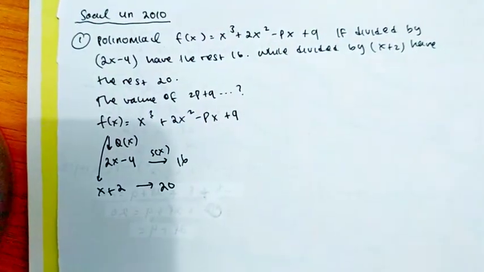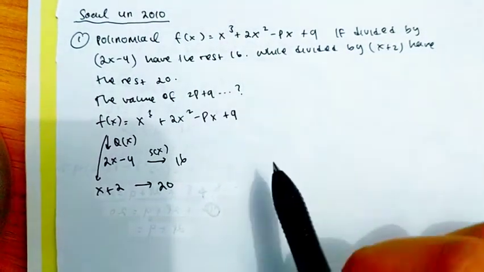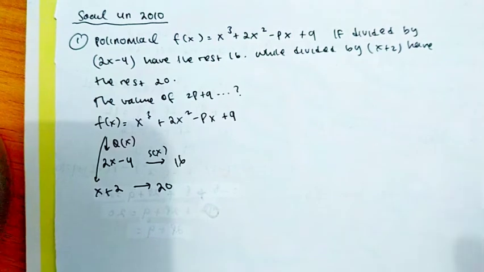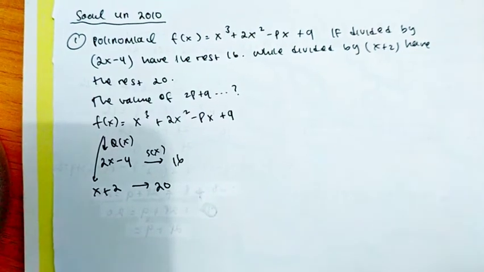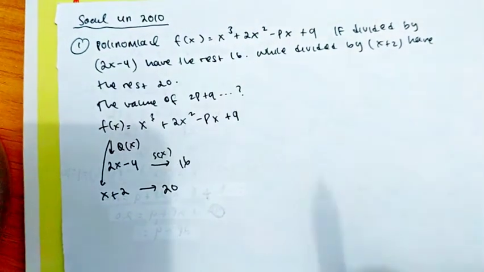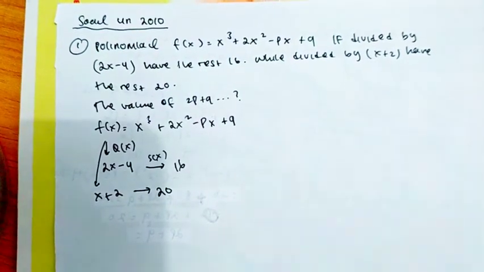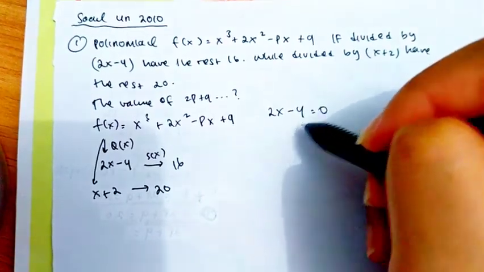As I mentioned earlier, there are four ways to solve the polynomial. In question number 1, I'm going to use the rest theorem. The rest theorem says that the value of the polynomial is the same as the value of the rest. So in this question, we must find the value of the rest, then we put it in the function. Let's see. 2x - 4 equals 0.